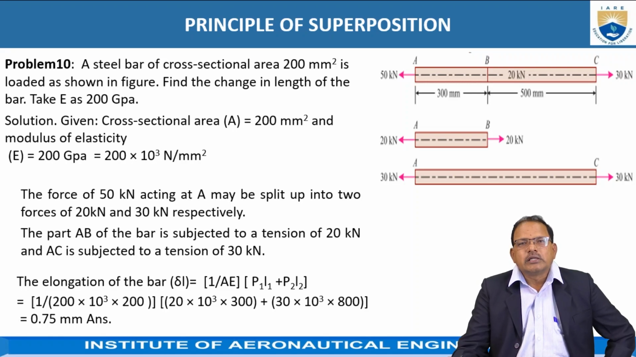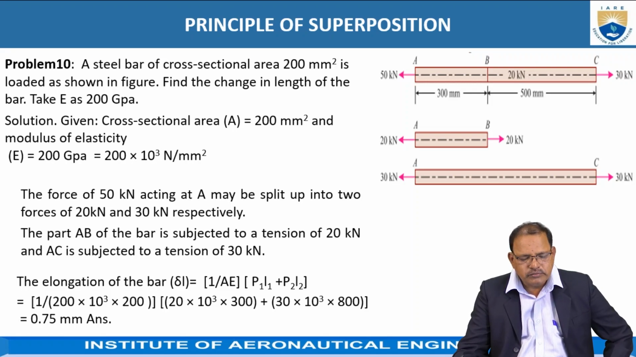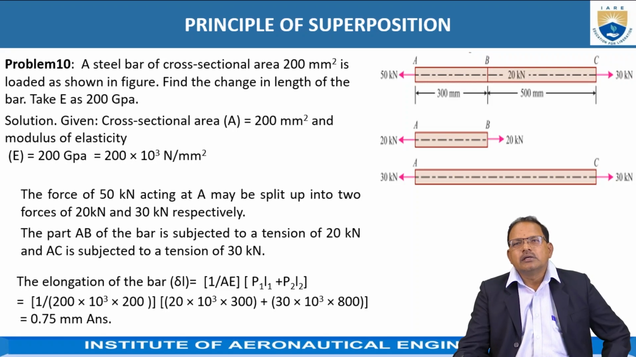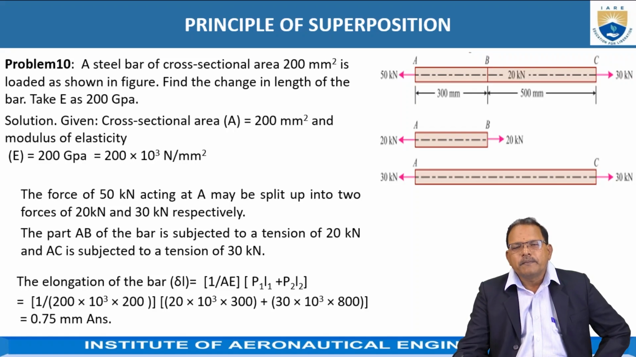Here, taking one example based on this superposition principle. A steel bar of cross-section area 2000 mm square is loaded as shown in the figure. Find the change in length of the bar. Take E equal to 200 gigapascal. The solution: the cross-section area is equal to 2000 mm square. It is assumed to have uniform cross-section. So, A remains constant. The modulus of elasticity is equal to 200 gigapascal, which is equal to 200 into 10 to the power 3 Newton per mm square.